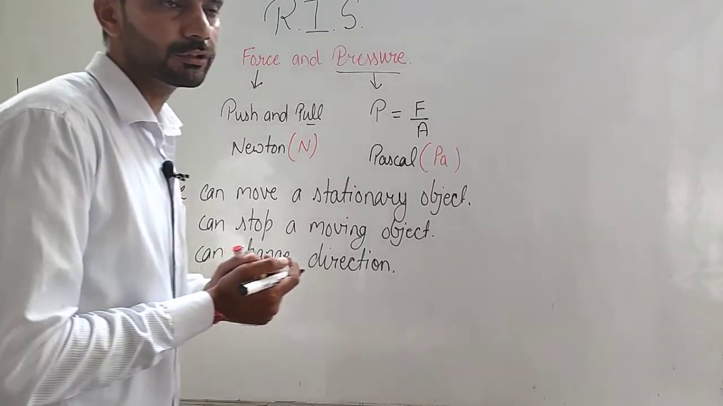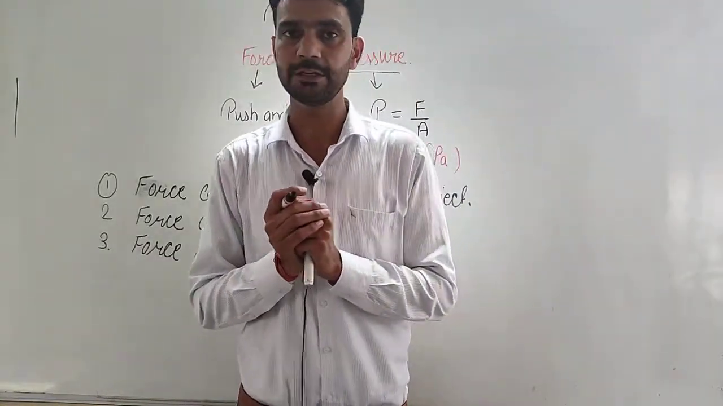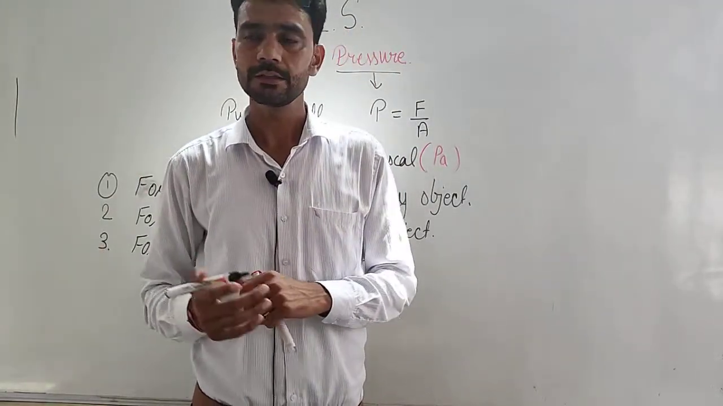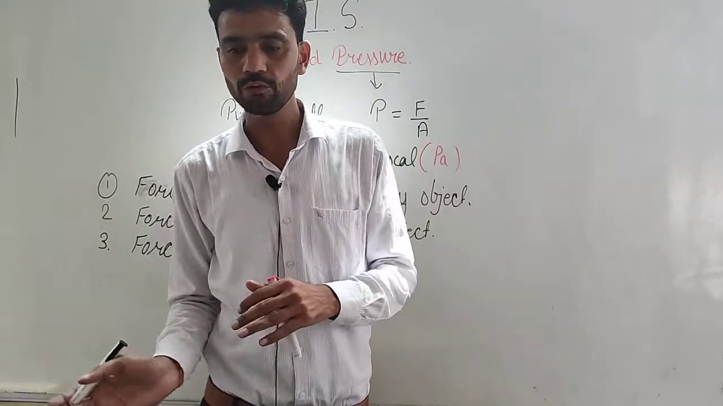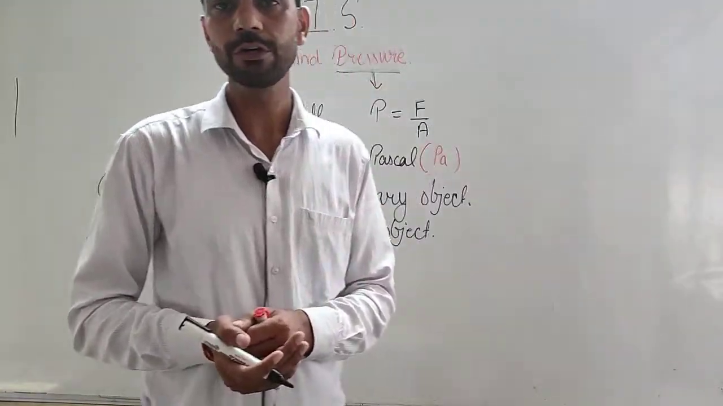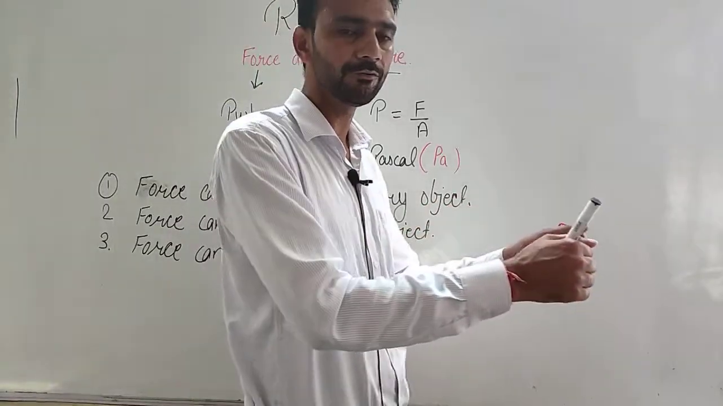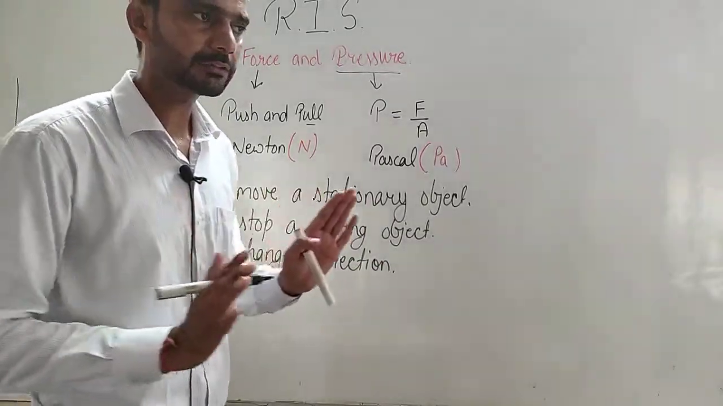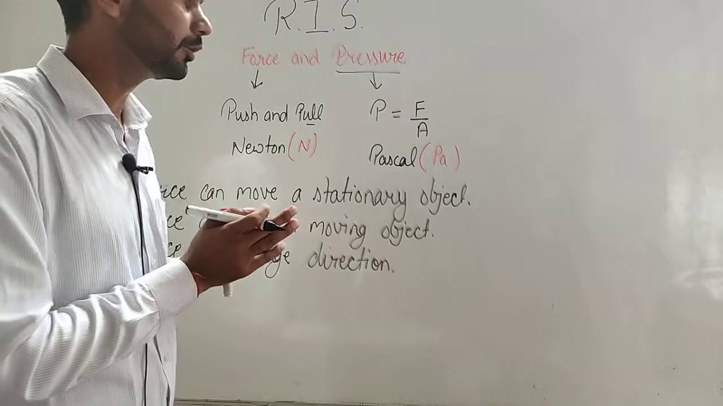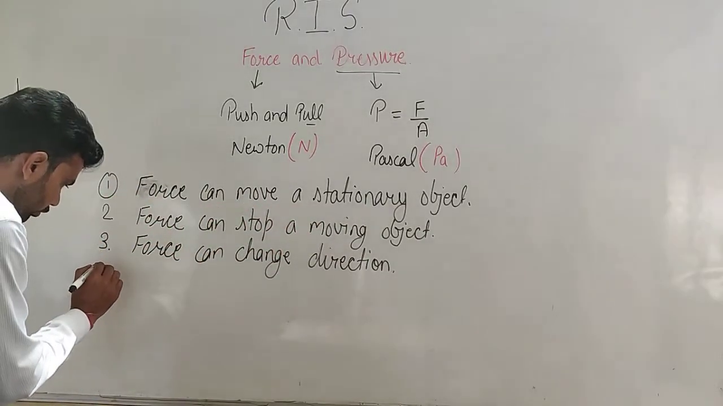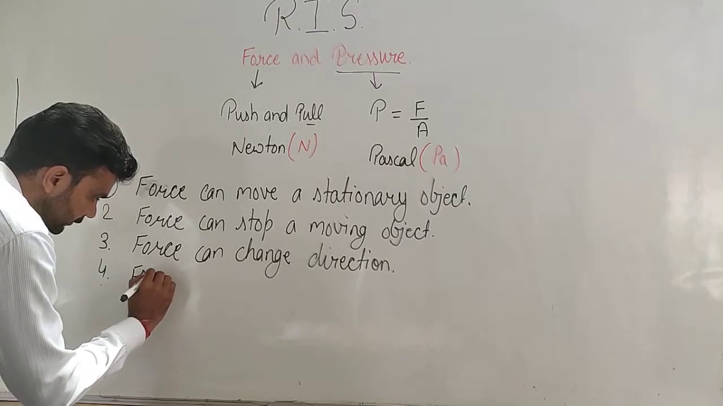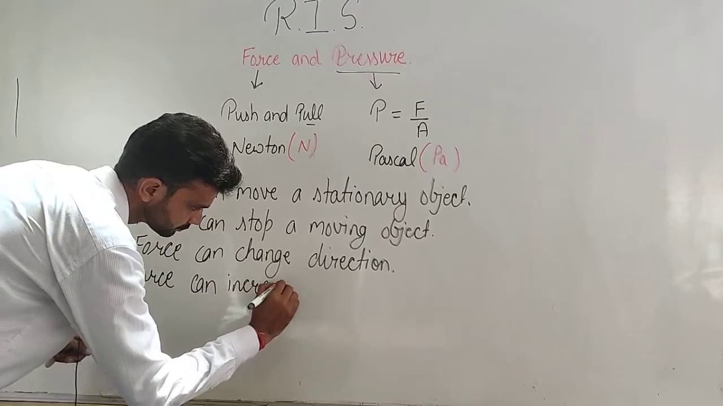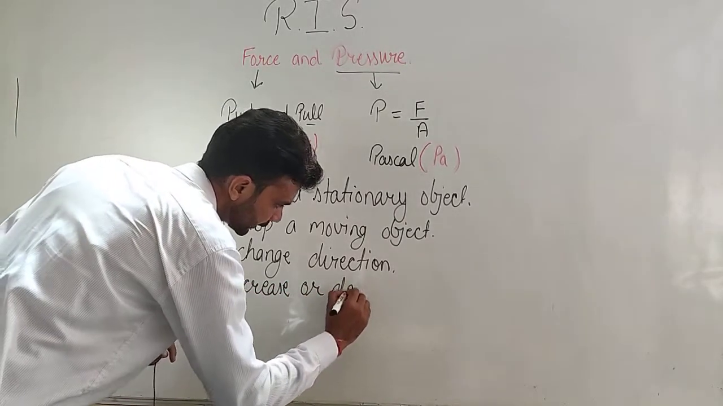The fourth effect of force is force can increase or decrease the speed. If a football is moving slowly and a player kicks it, then the speed increases. If the ball is moving fast and we apply a force on it, it stops. Similarly, if a bicycle is moving and we push or pull it in the backward direction, its speed will reduce. If a bicycle is moving and we push it from the backside, then the speed of the bicycle will increase. So the fourth effect is force can increase or decrease the speed.